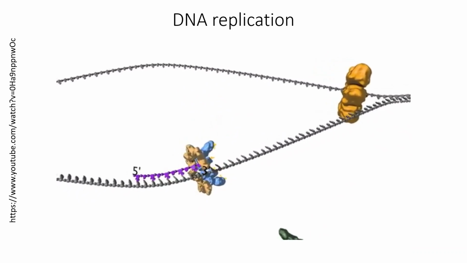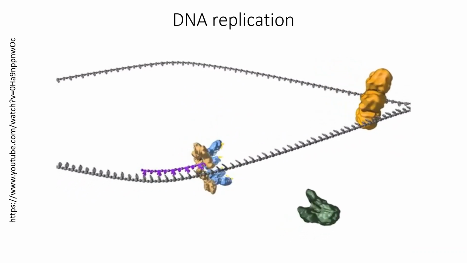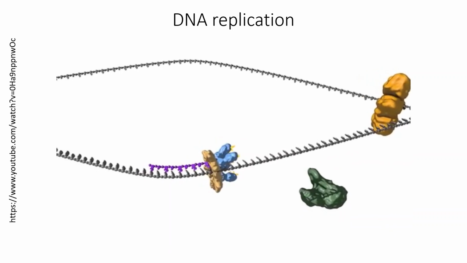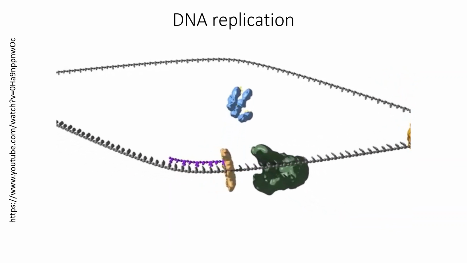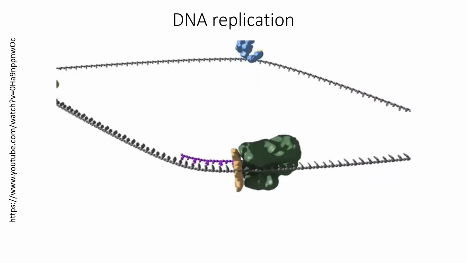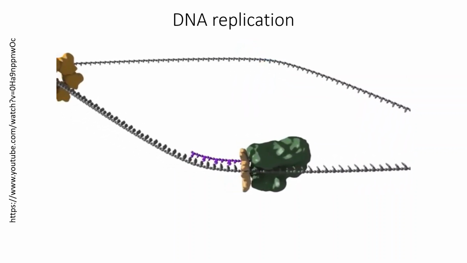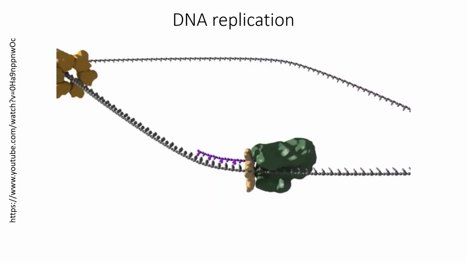Interaction with the 3' end of the DNA stimulates ATP hydrolysis, and the clamp loader dissociates from the DNA to be replaced by the replicative DNA polymerase. The 3' end of the primer is positioned in the polymerase active site to allow addition of nucleotides to this end.